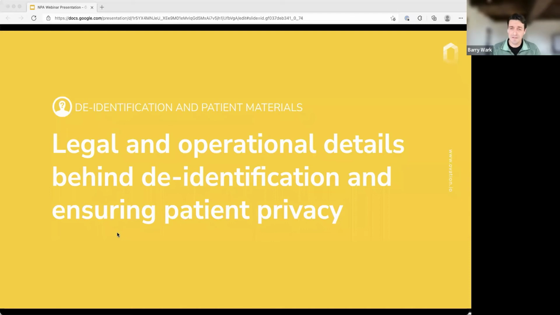So now let's step to the next section and talk about the legal and operational details of how we de-identify patient information and how we ensure patient privacy throughout its lifetime in the Ovation Research Network. And let's start by aligning on the big picture, the promise of precision medicine and a challenge that healthcare has in bringing that promise to patients.